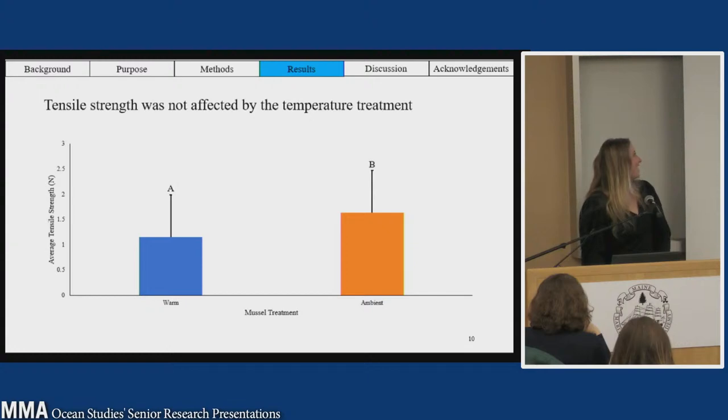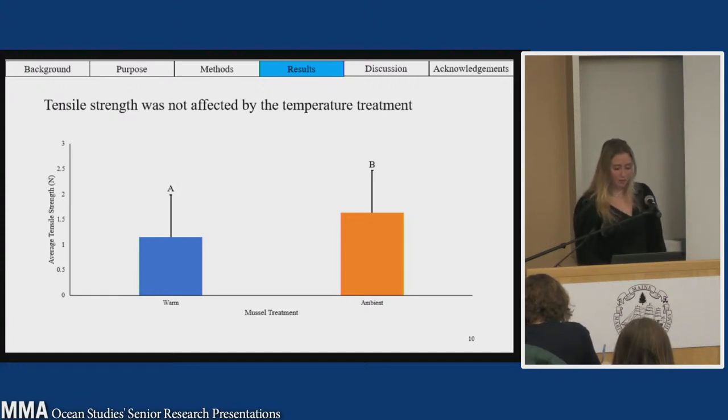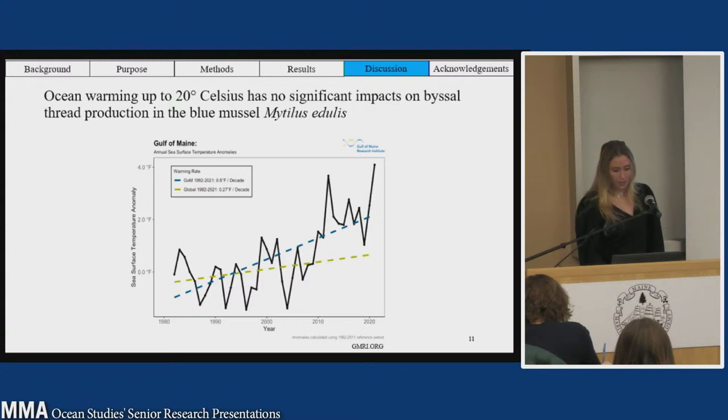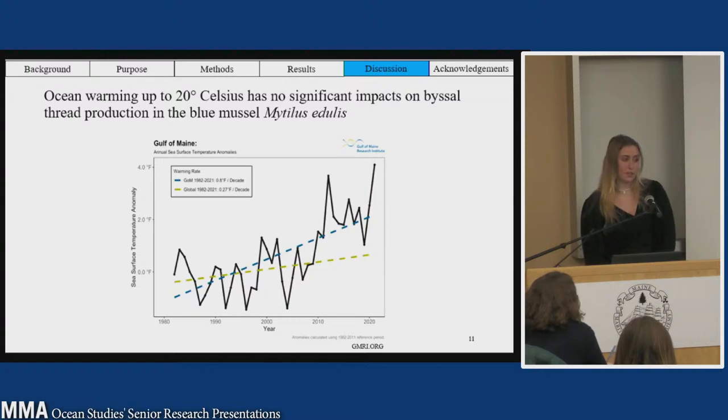I also found that tensile strength was not affected by the temperature treatment. The p-value was 0.077 between the two. So because there was a significant difference in the two temperatures, we can safely assume that they were exposed to a warmed temperature, and that any of the data that I got was because of a difference. But since there was no relationship between the two treatments, we can safely assume that warmed water does not alter the way that mussels produce their byssal threads.